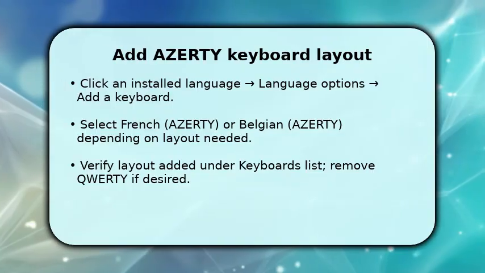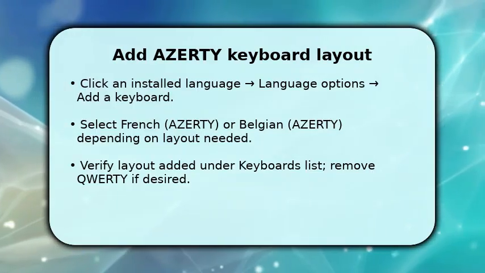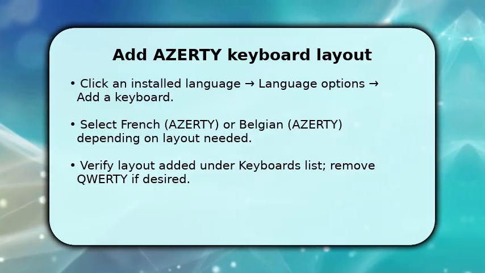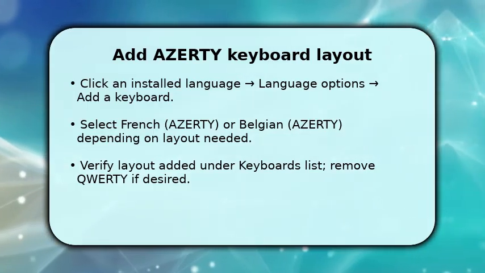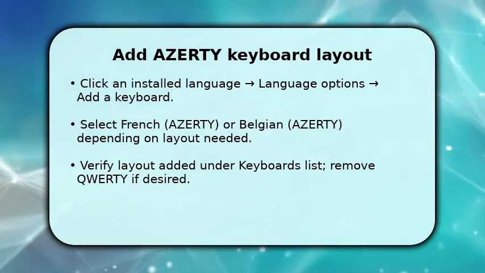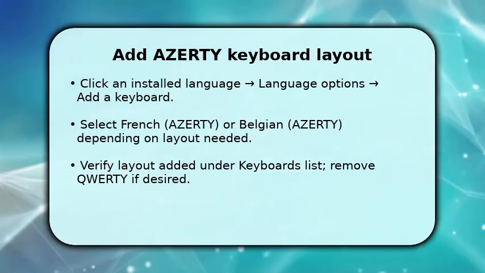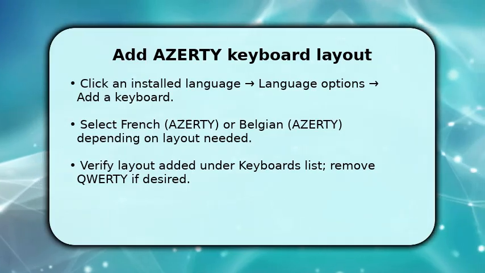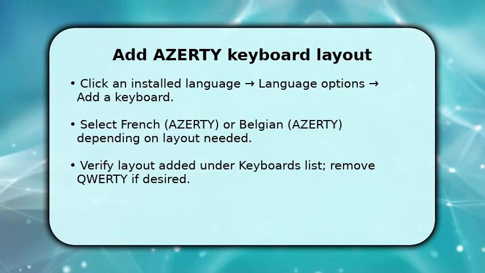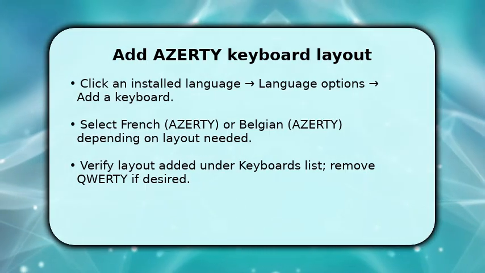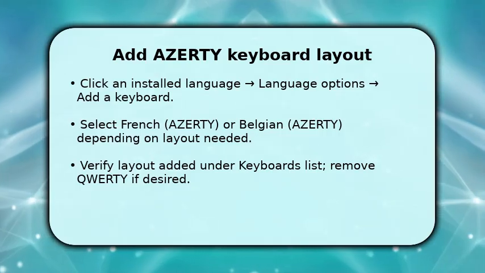Once the language is added, click it and open Language Options, then choose Add a Keyboard. Select the Azerty variant you need, for example French Azerty or Belgian Azerty, because those differ slightly. After adding, you'll see Azerty show under Keyboards for that language. You can remove the Qwerty option here to avoid accidental switches, but make sure at least one layout remains installed. This step sets the system to recognize and use the new physical key mapping.